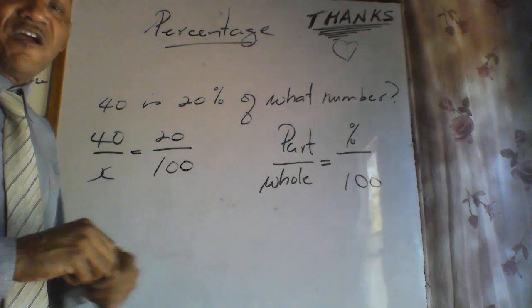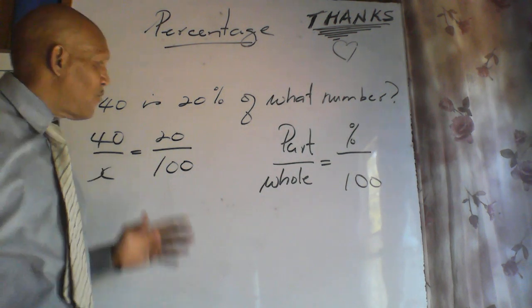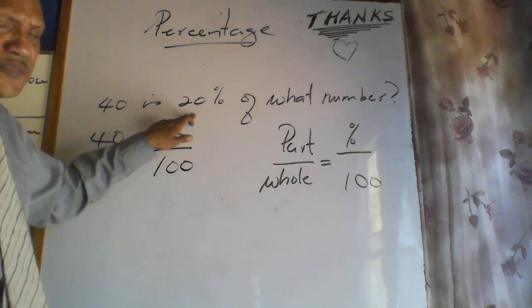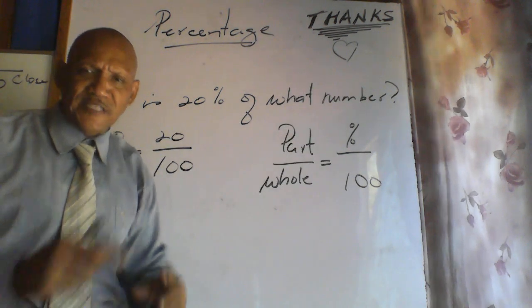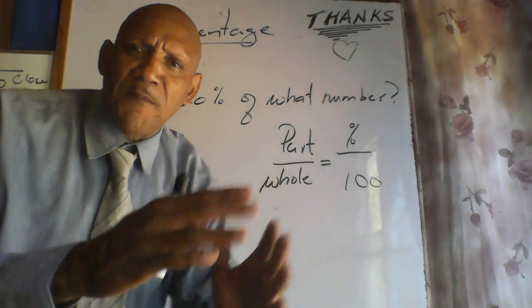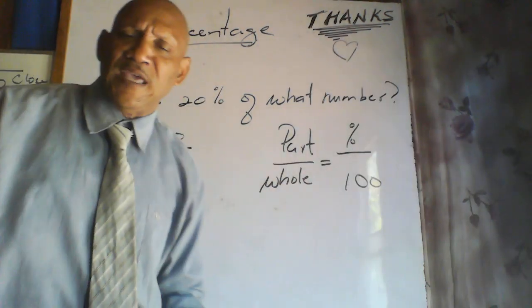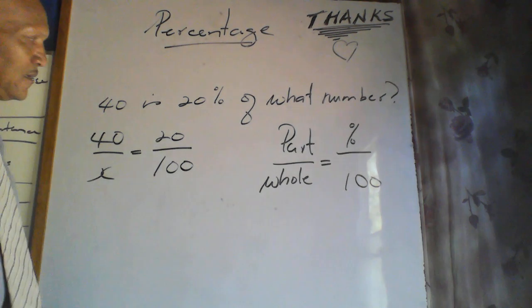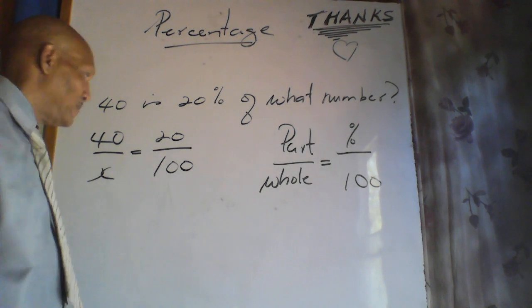There are other ways to look at it. Why would I say 40 is the part? Because 40 is just 20% of a number. 40 is just 20%, a small amount, just 20% of the whole thing. So 40 is the part. Let me set another one up.